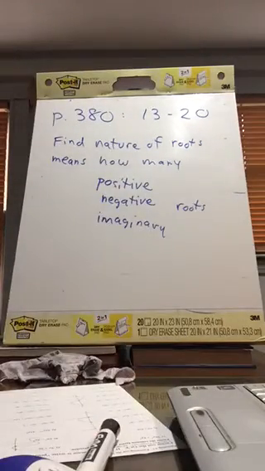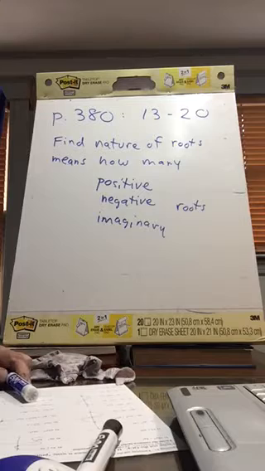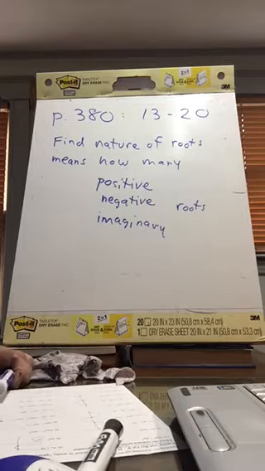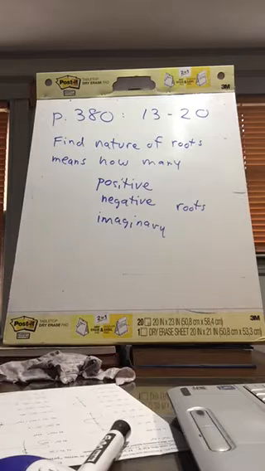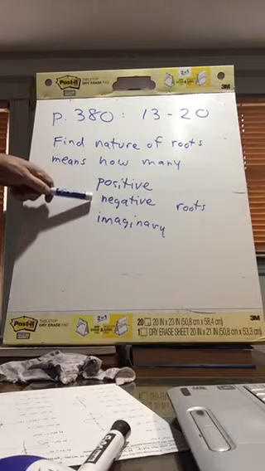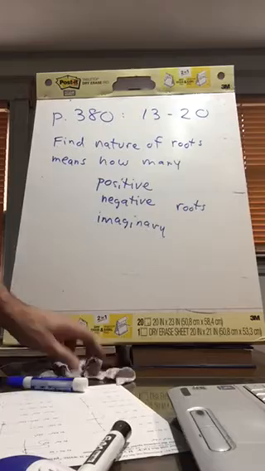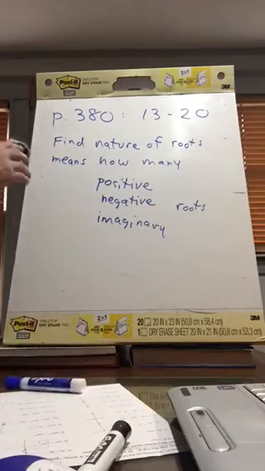All right, so here's the lesson, page 380, 13 through 20. It's going to say, find the nature of the roots. What that means is find how many positive, negative, and imaginary roots. We did nature of roots before, but it was two real roots, one double real root, two complex roots. It's sort of like that. But here it's going to be how many positive, how many negative, and how many imaginary roots. I can show you that graphically.